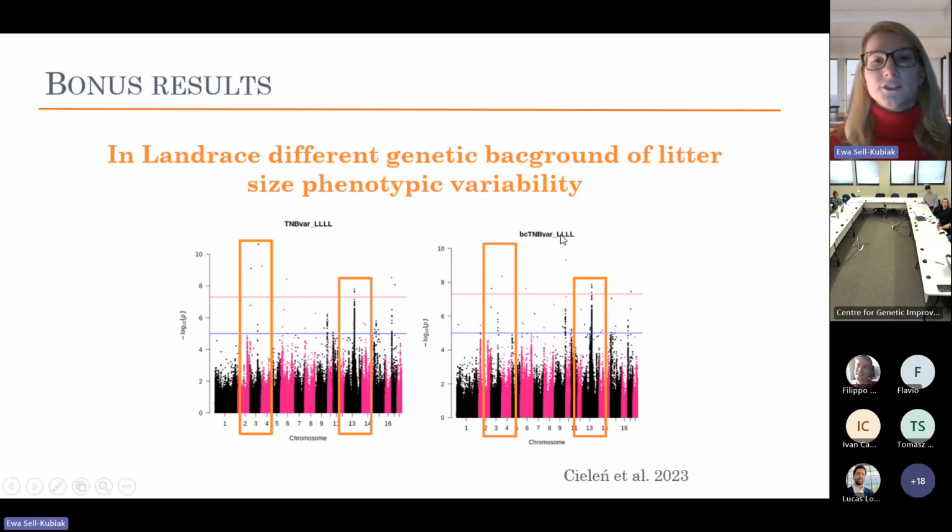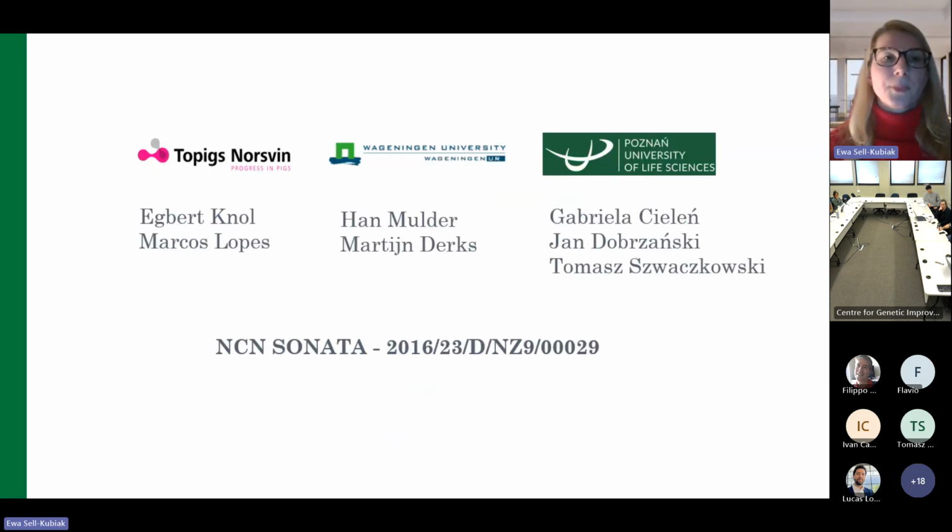This small BC you see here had to be done to adjust the phenotypic data to actually have a normal distribution and so on. So there are many different aspects of the variability between the breeds, even within one species.